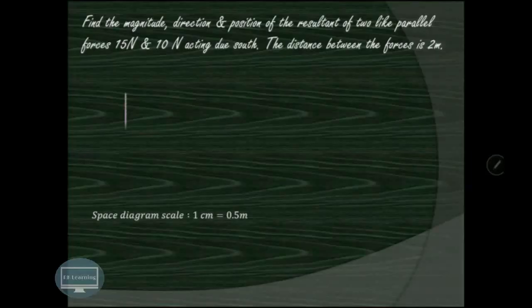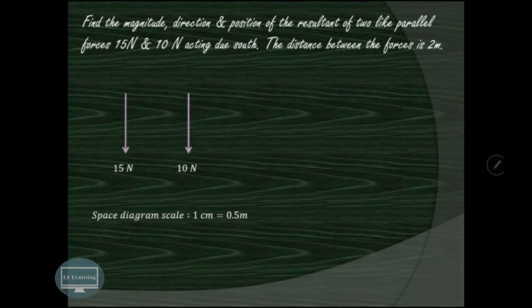Newton, they are acting due south, that is in the downward direction. So as you can see over here, we have shown these two forces of 15 Newton and 10 Newton which are acting due south, that is in the downward direction. Now it is given that the distance between the forces is 2 meters. Now we have chosen the space diagram scale as 1 centimeter is equal to 0.5 meter.